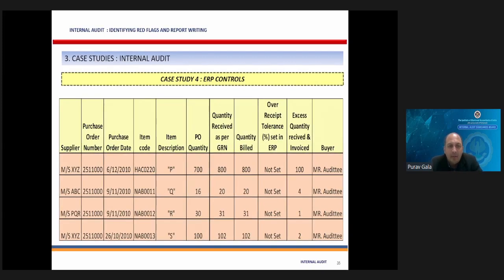Supplier name is there, purchase order number is there, purchase order date is there, item code is there, item description is there, quantity of PO or PO quantity is there, quantity that is received as per GRN is there, quantity billed is there. When I say billed, it means what is received and liability created. Whether there is over receipt tolerance which has been set in ERP: no, not set. Then we have excess quantity received and invoiced. And buyer is say maybe one Mr. Purity.